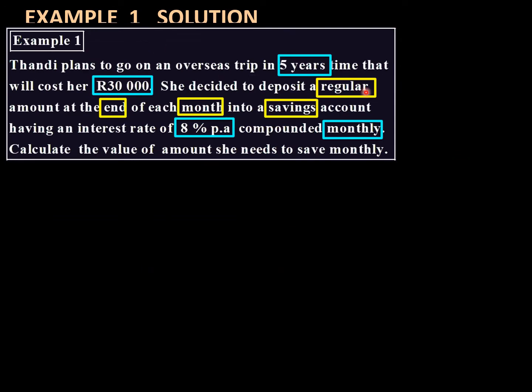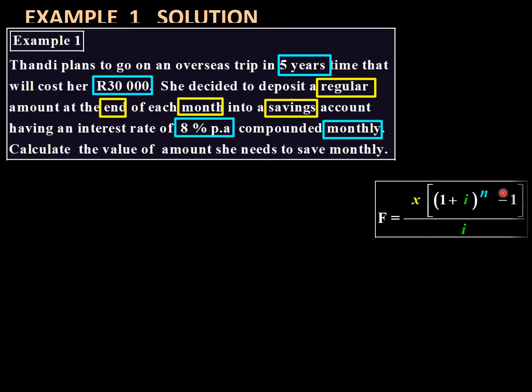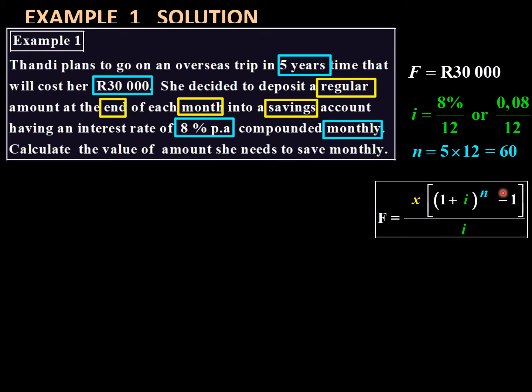Now, let's look at the solution to this problem. There we've got the question again. We agree that this is a future value, so there's our future value formula that we copy. We have identified the 30,000 and the interest rate and the number of payments. Now, what do we have to calculate? The amount she needs to save monthly, the X value is unknown. It's always one of the values here that will be unknown, not more than one.